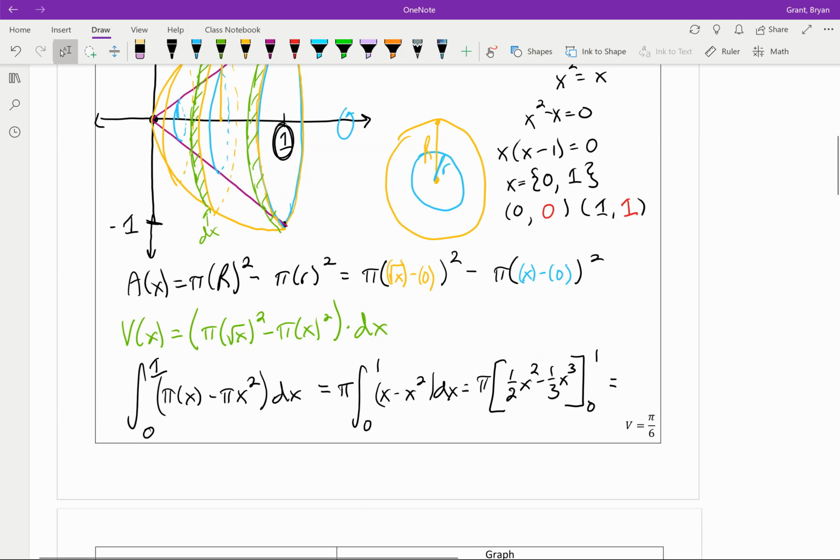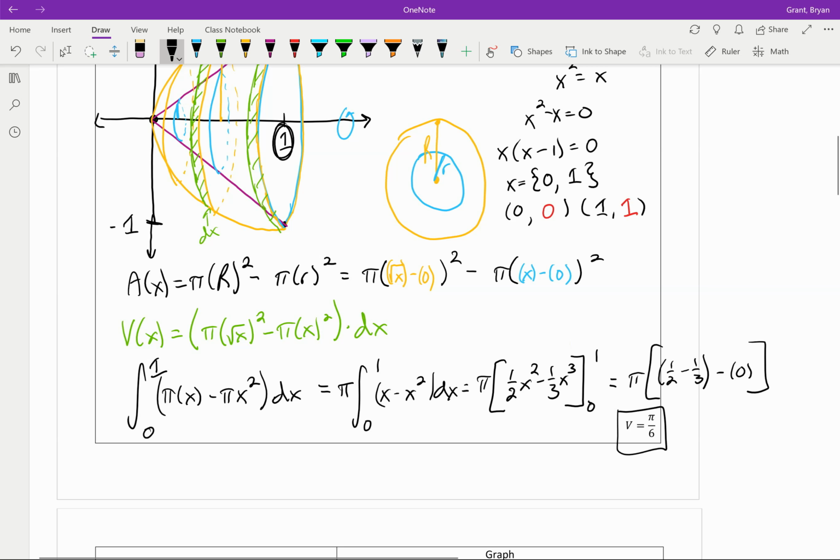And then, of course, we do have to plug in 1 here. So we get pi. If we plug in 1, we're going to get 1/2 minus 1/3. If we plug in 0, we just get 0. So that's easy. And hopefully we know that 1/2 minus 1/3, when you give them common denominators, is 3/6 minus 2/6, which is 1/6. 1/6 times pi gives us our answer of pi over 6.